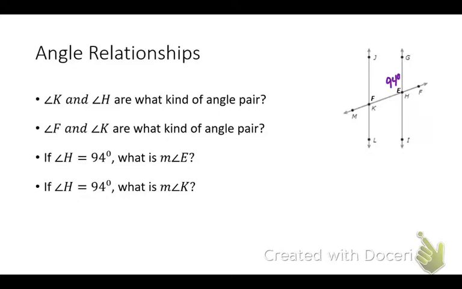Okay, next one. If angle H equals 94 degrees, what is the measure of angle K? All right, what do you think, Josh? 86. No. Jada. Yes, 94, because it corresponds with H. And H was 94 degrees. Okay, very good. All right, Jada, come spin it.